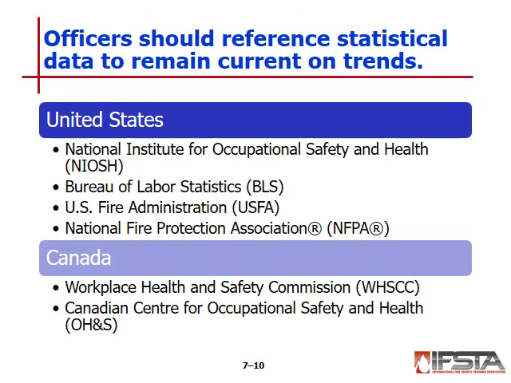Company officers should reference injury and fatality data to stay current on trends. Good sources of information include NIOSH reports, the Bureau of Labor Statistics, and of course the U.S. Fire Administration, as well as NFPA. Other good resources are Everyone Goes Home and near miss reporting systems.